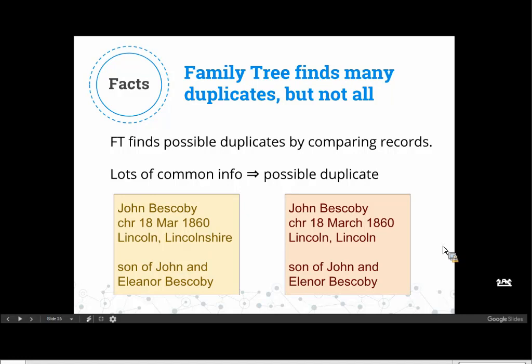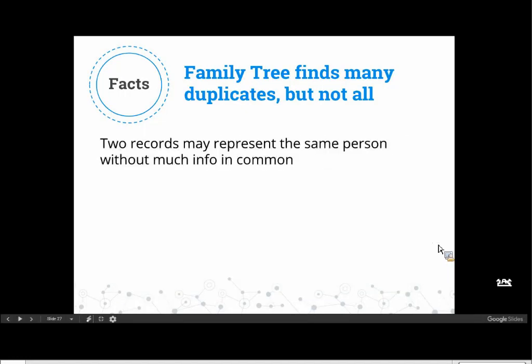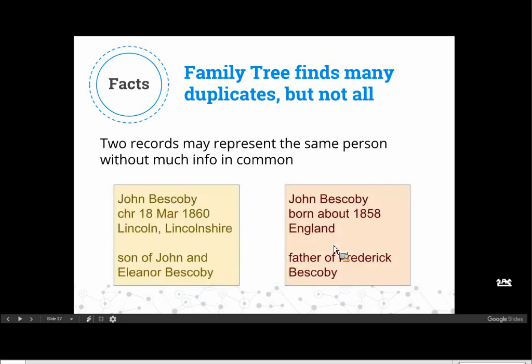But two records might represent the same person and not have very much information in common. Here's one example. Here I've got that original christening record for John Bescobie, but over here somebody has added another record for John Bescobie. They didn't have his christening, but they knew from the census that he was born about 1858. They were estimating it, and they put down England. I don't know why they didn't add the other information. They may have assumed that England was enough. And they also knew from the census that he was the father of Frederick.